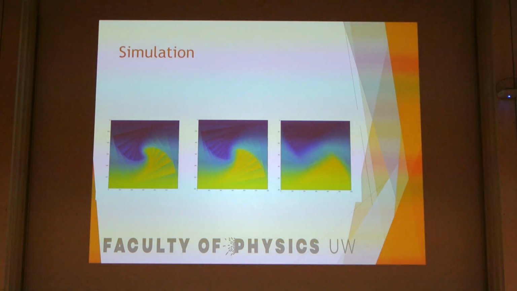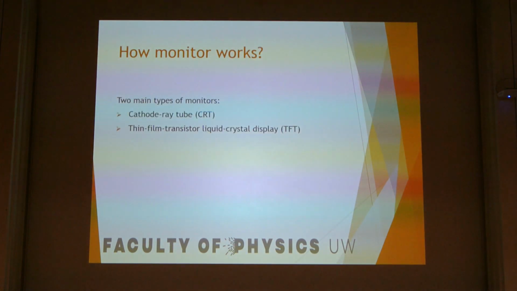Okay, so this is the simulation I did in Python to only show you that we can obtain this effect without a camera. This is just an image of, let's say, a gradient being displayed and then rotated and zoomed. So the change between each image is only the rotation and the zoom coefficient. Okay, so let's focus on how the monitor works.